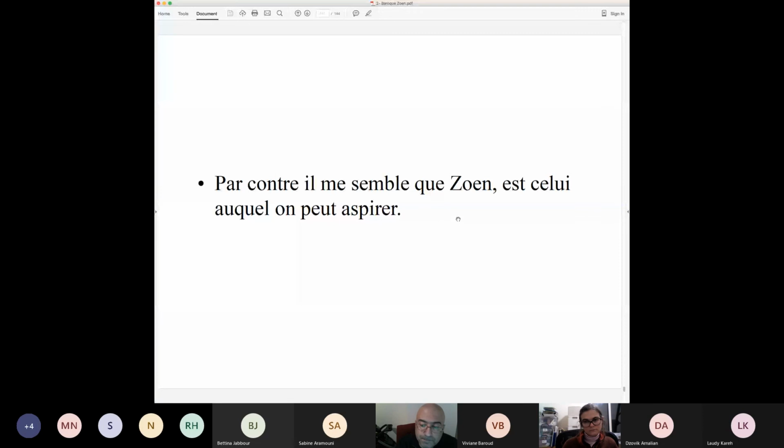On the other hand, Zoen seems to represent something else. It seems to represent another way of doing things. Perhaps a way of addressing the environmental problems of modernity, perhaps.